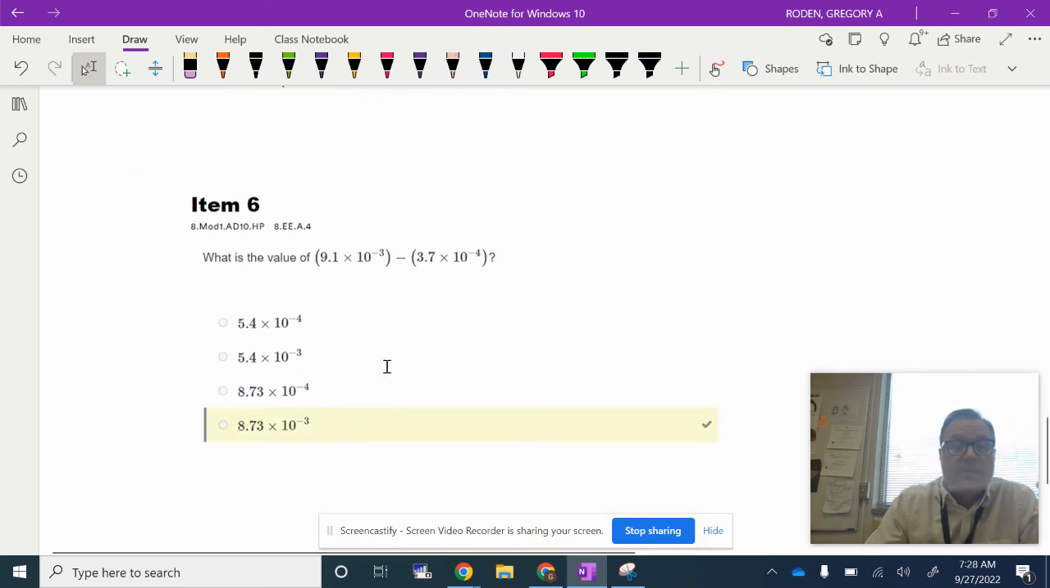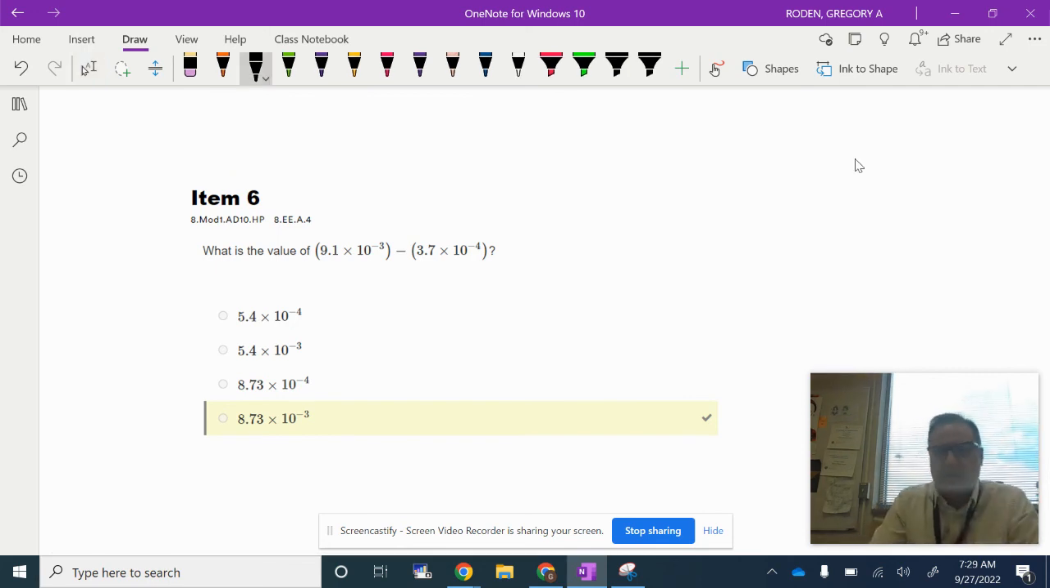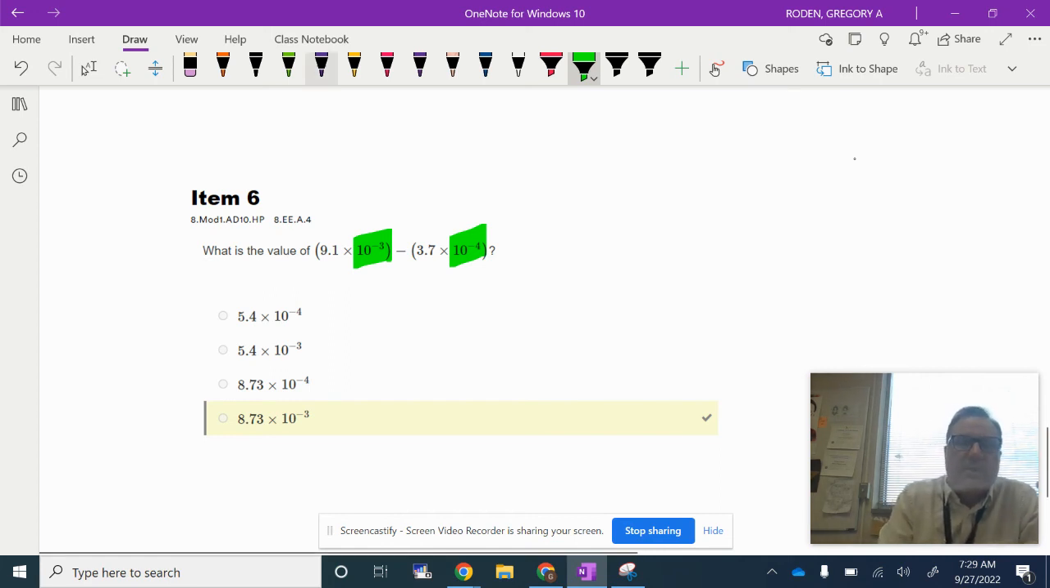And the last one is a subtraction problem. Remember, guys, when you subtract, or add, you have to have the same chickens and ducks, as Mr. Roden would say, right? You have to be in the same thing. So the problem with this guy right here is that 10 to the negative third and 10 to the negative fourth are not the same thing. I always like to go with the biggest one. What's the biggest one? Well, negative 3 is the largest one.